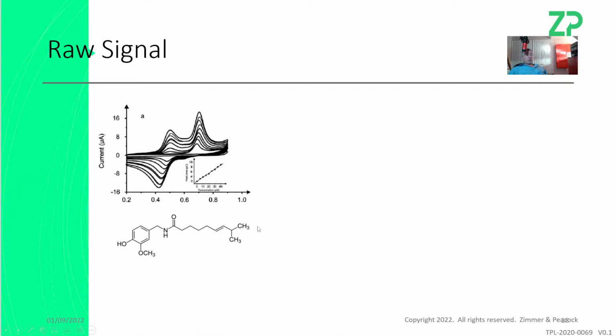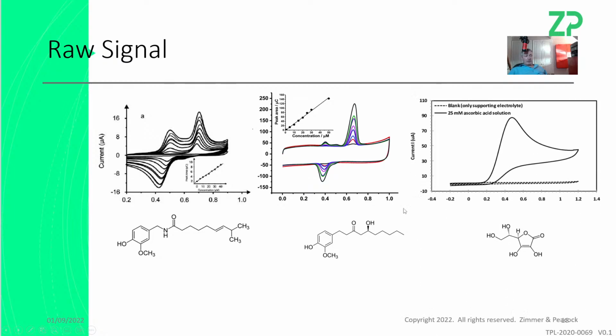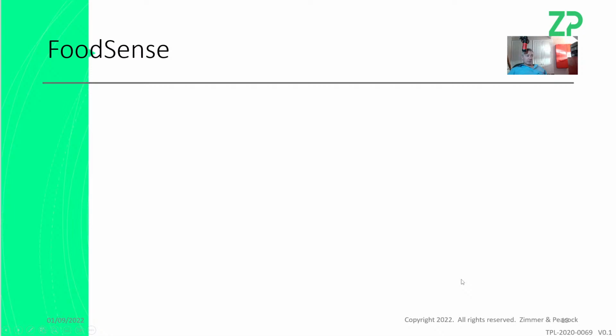So they will have a raw signal. The capsaicin has a raw signal, the gingerol has a raw signal, and the ascorbic acid has a raw signal. So if these three molecules were in a mixture on the FoodSense, we'd end up measuring all three. But I'll show you now how we can deconvolute these three things.